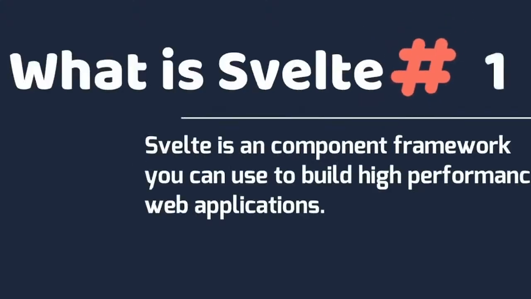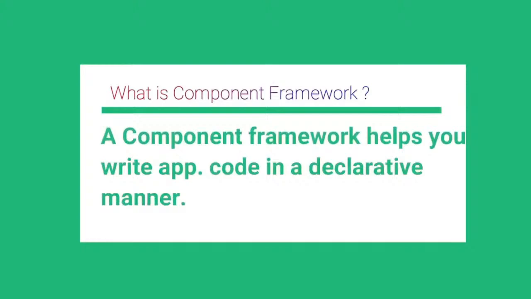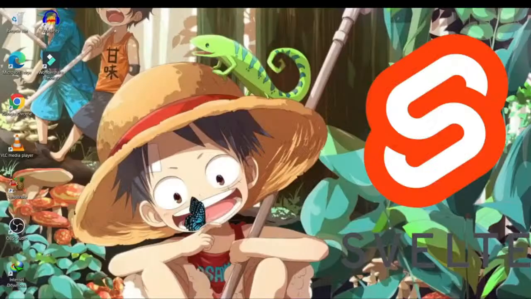Svelte is a component framework you can use to build high-performance web applications. What is a component framework? Well, a component framework helps you write application code in a declarative manner. But what do we mean by declarative? If you worked with some programming languages like C or C++, for example, you are probably aware of the imperative programming model, where we usually list down the steps explicitly and ask the library to do one thing after the other. In the declarative version though, we are simply saying what outcome we want. We just have to tell Svelte what we want the UI to look like and it will take care of the rest. It's a lot easier to read and write and there is no code duplication.